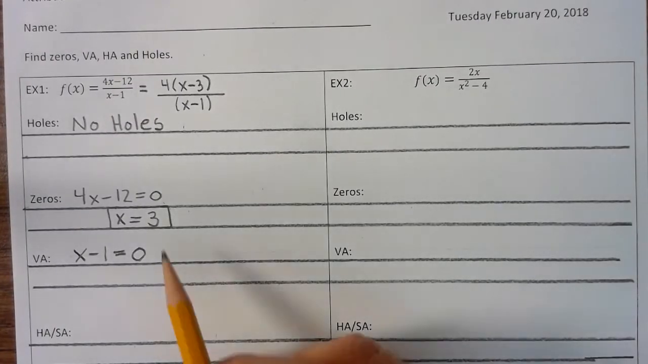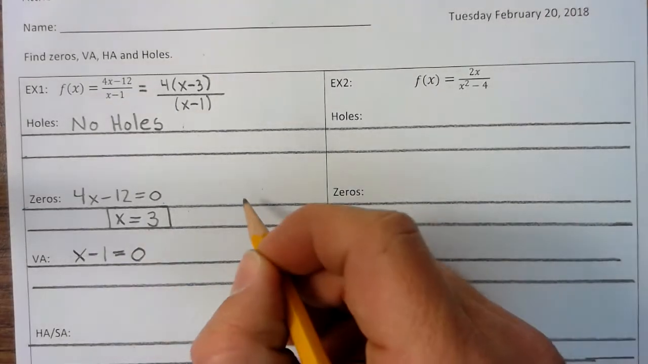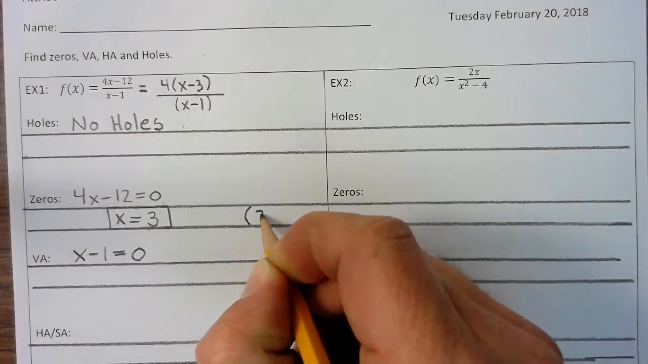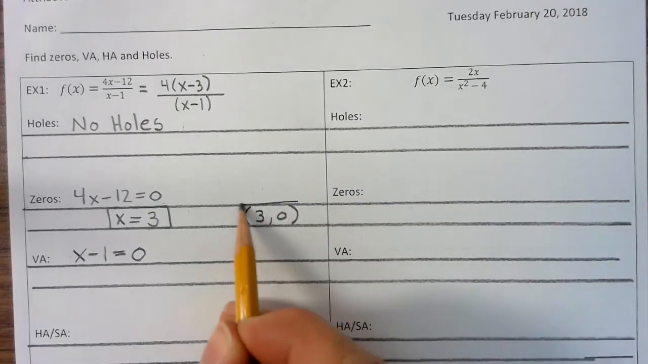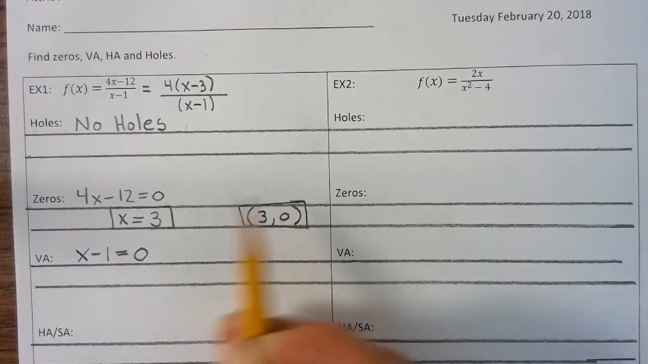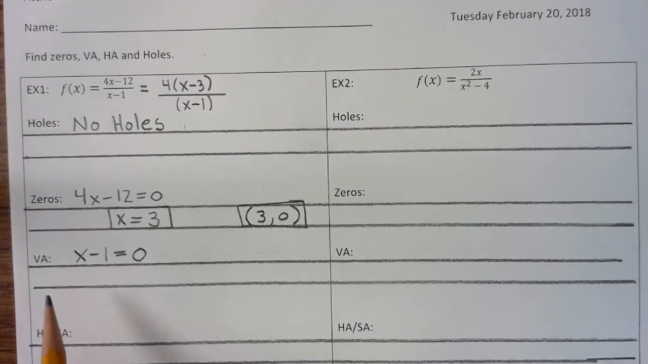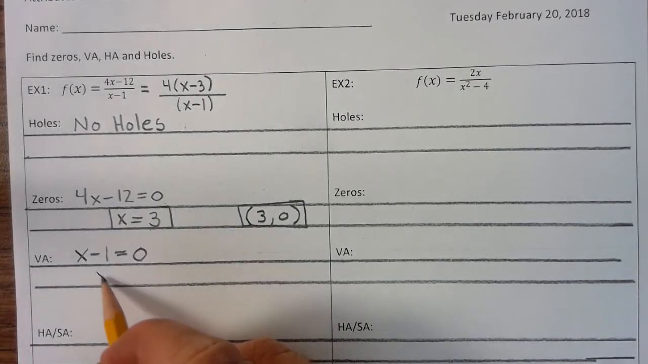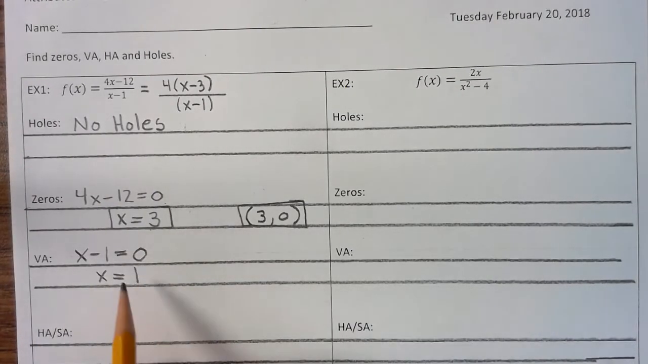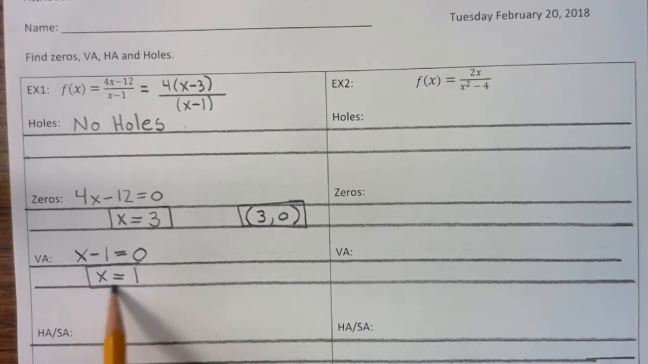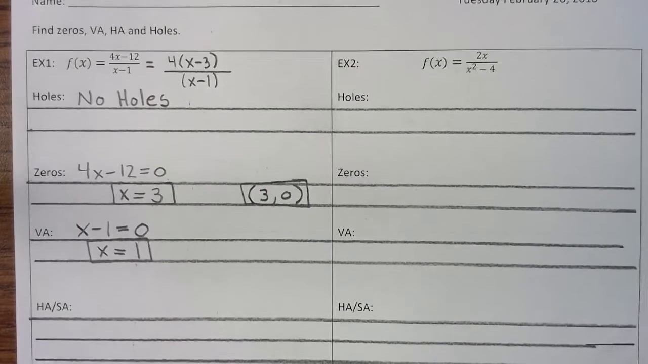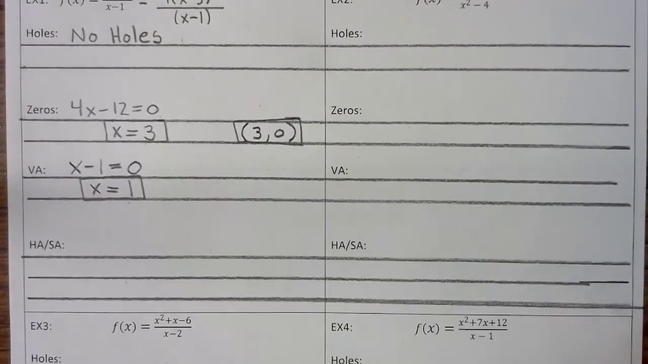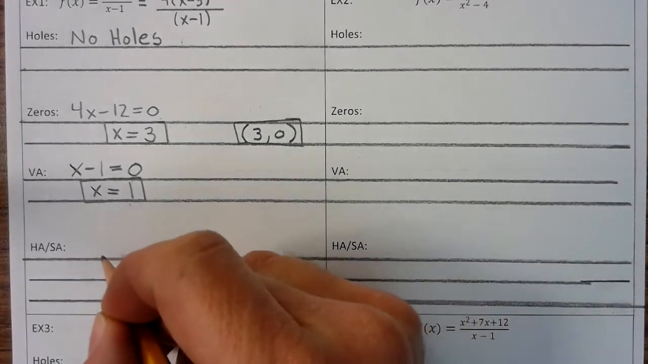Now, the bell just reminded me that for zeros, you actually need to write it as a point. So 3, 0. Okay, and the reason that's important is because when you solve the vertical asymptote, you get x equals 1. That's a vertical line at x equals 1. So this is a vertical line. That's a point. All right, so now the horizontal asymptote or slant asymptote, you do this.